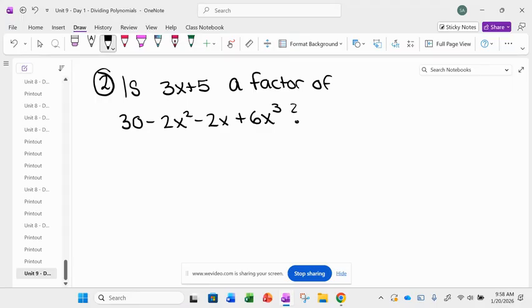All right, so you tell me, guys, is it a factor, yes or no? Yeah. Why? Because the remainder is 0. Does anybody need to see me do this problem?